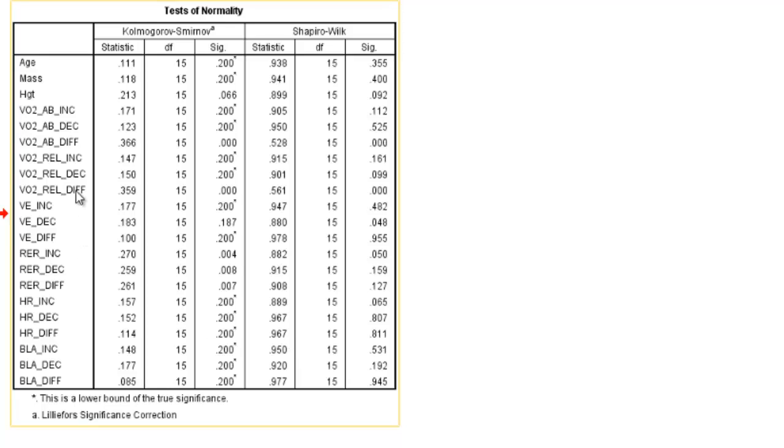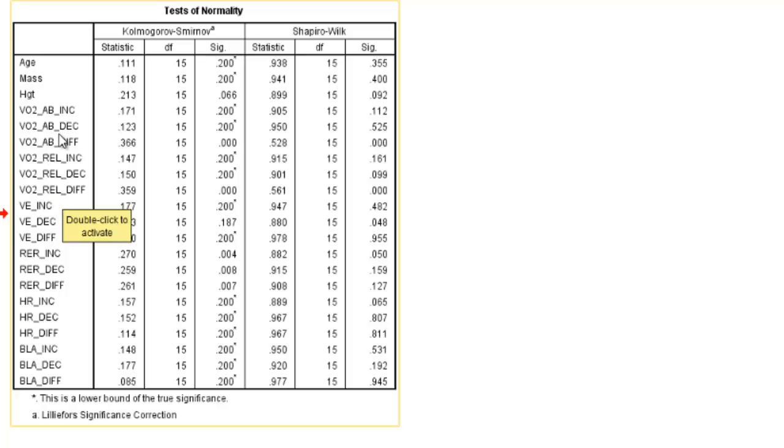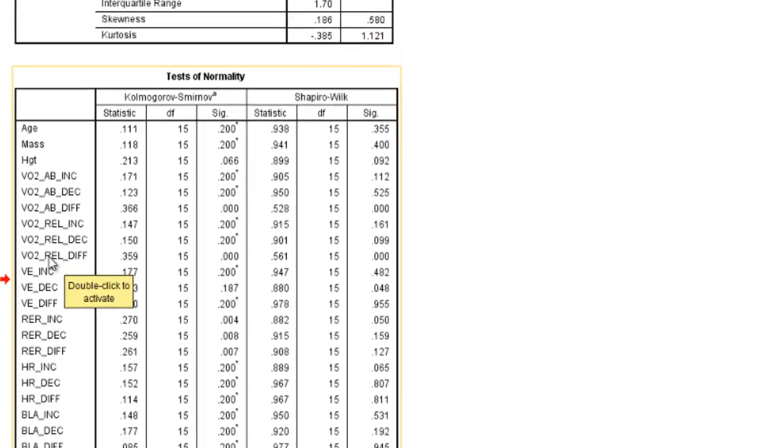But luckily, those two are the diffs, and when we're going to be looking at if there is any significant difference between incremental and decremental, we're not going to be using the diffs. We'll just compare inc to dec, and that's it. So we can ignore that one and ignore the other diff that is not normal, and so we can assume that the data we're going to analyze is normal.